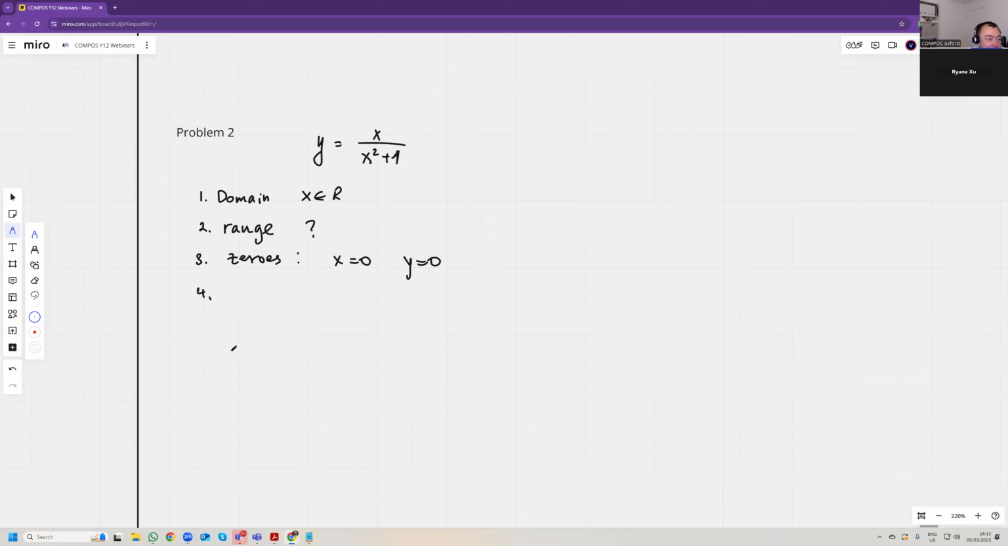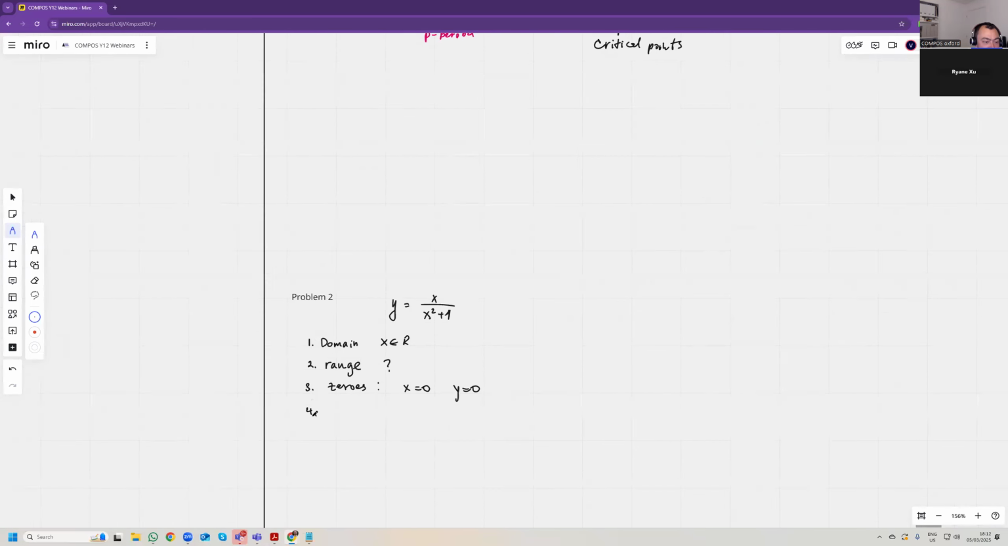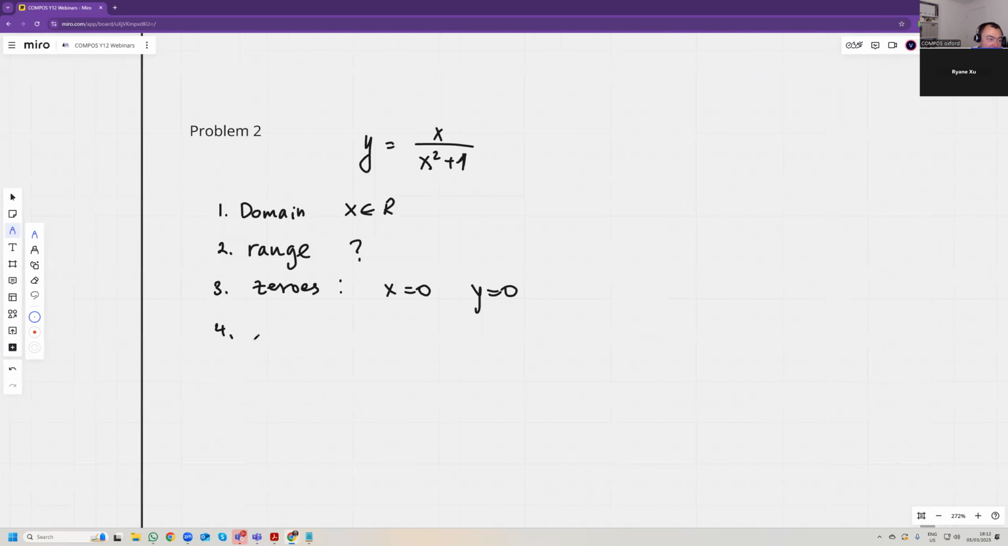Four, what's the next thing? Odd or even. Now, to work out whether this function is odd or even, we find f of minus x. So we substitute minus x, and we get minus x over minus x squared plus 1.